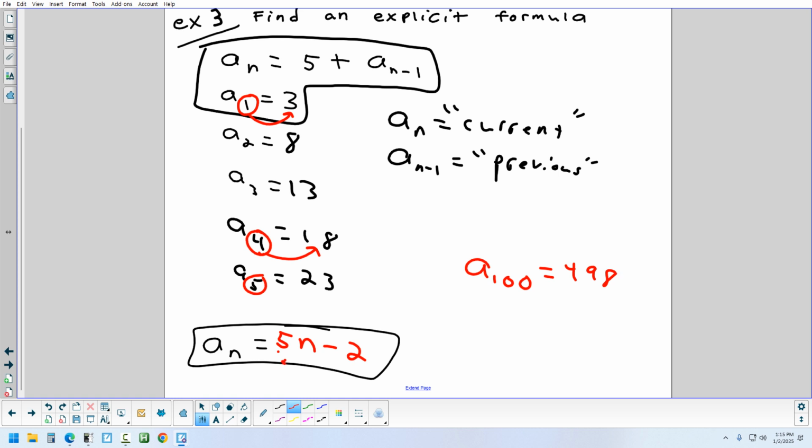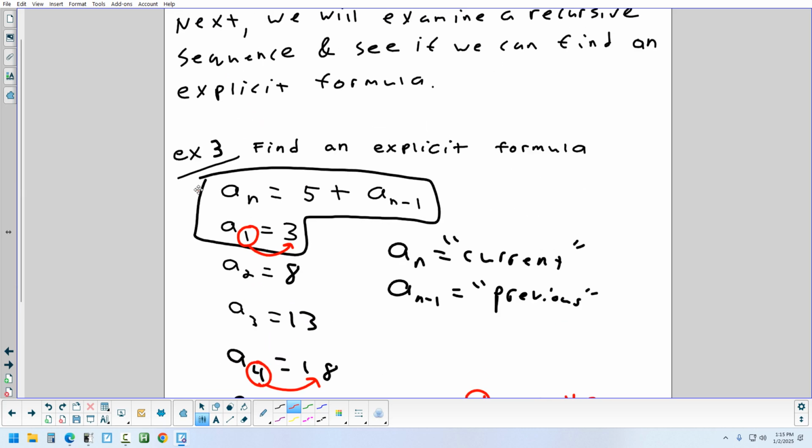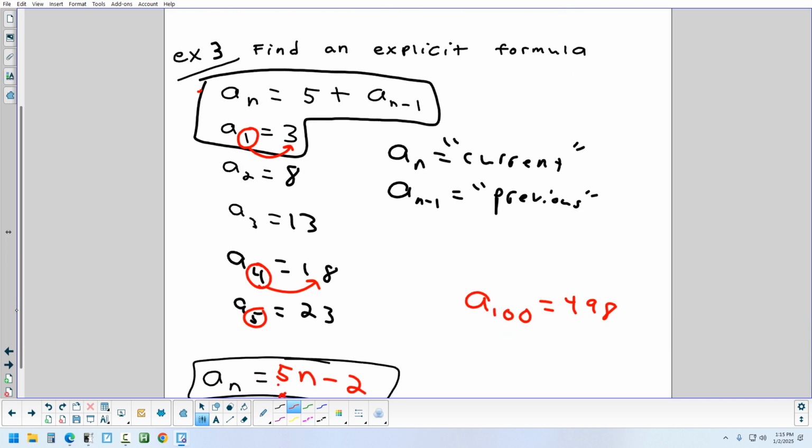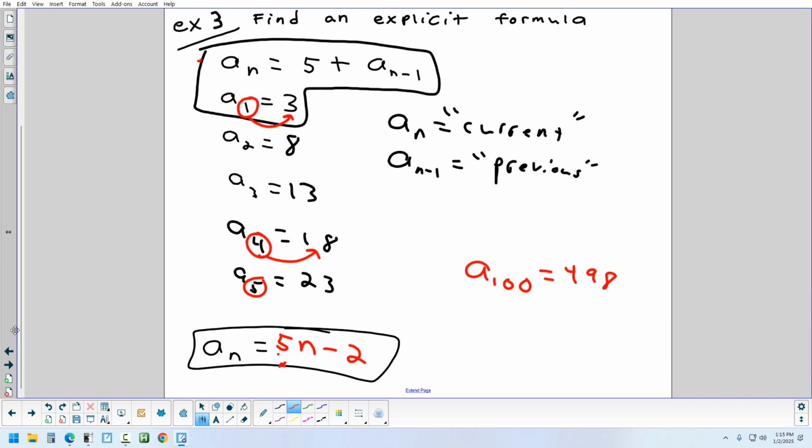What's the name of this type? Explicit. And what's the name of this type? Recursive. Which one is easier to use? Explicit. Yeah, explicit is a lot easier because you can find what you want right away. You don't have to worry about anything else.